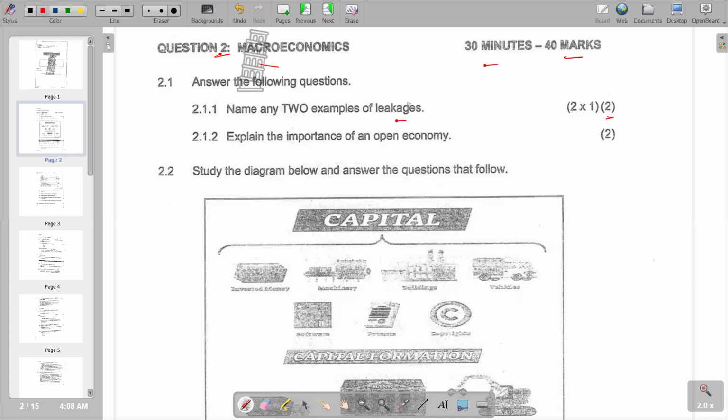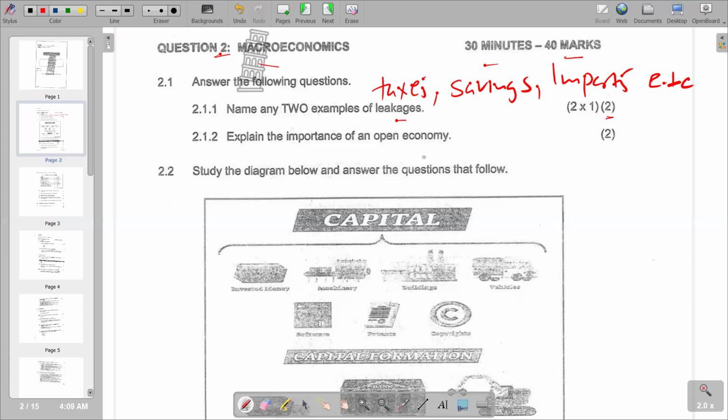These are the examples that we have, and we are talking about taxes. Also, you can include savings. You can also include imports as an example. There are many others that we can include, but our question only requires 2, so we can just pick 2 from the ones that we have.